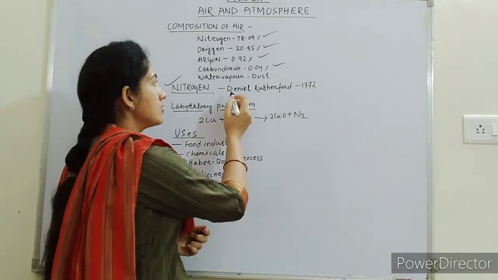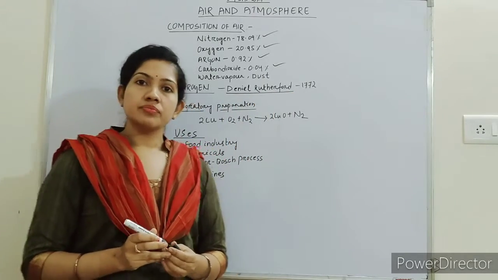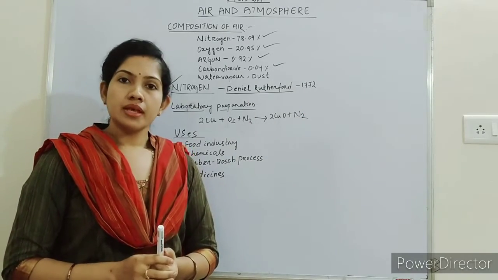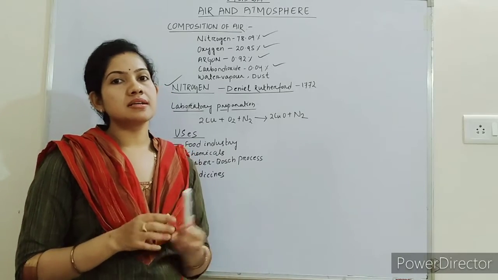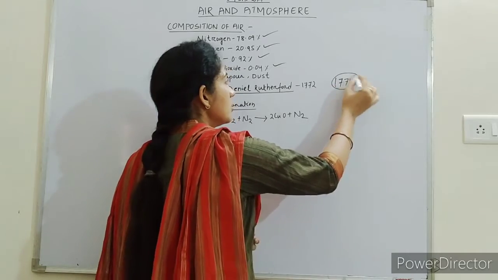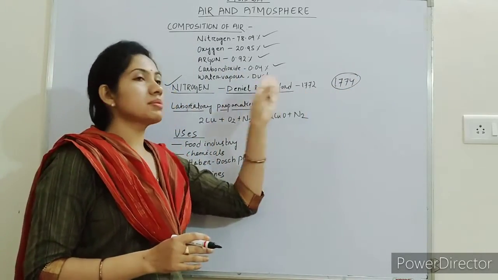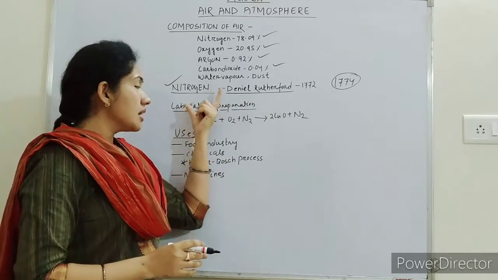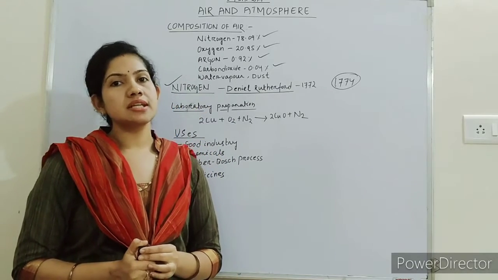So here I have written: Daniel Rutherford discovered nitrogen for the first time in 1772, and he named it nitrogen in 1774. Okay, in 1774 he named it nitrogen, but the discovery was in 1772. Nitrogen is a very essential component which is present in air.